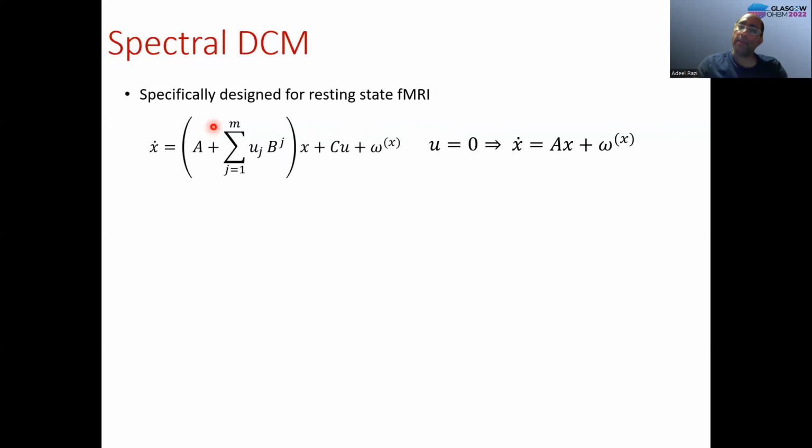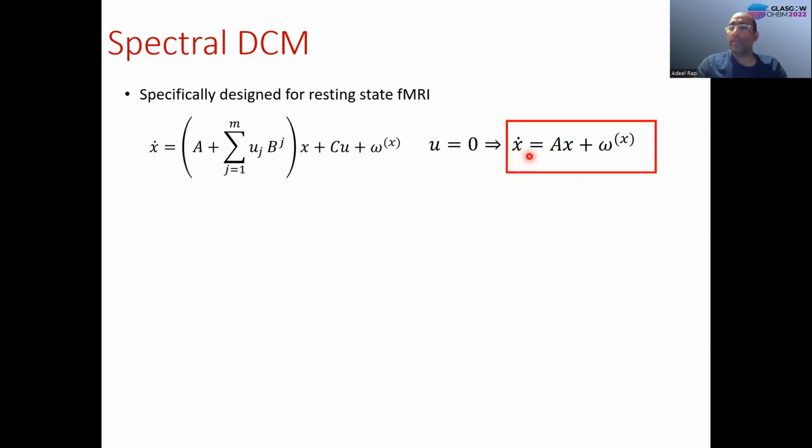So there is another flavor of DCM for resting state. This is what we call a spectral DCM, and this is basically more widely used. So if we look at this stochastic differential equation that I was showing you before, for the specific case of resting state DCM, it means that we don't have an external input U, so you can put U equal to 0. So if this U is 0, then this term goes out, and what we remain with is this simplified form.